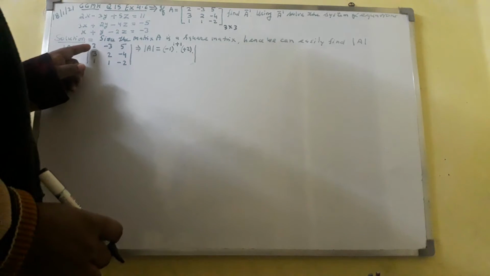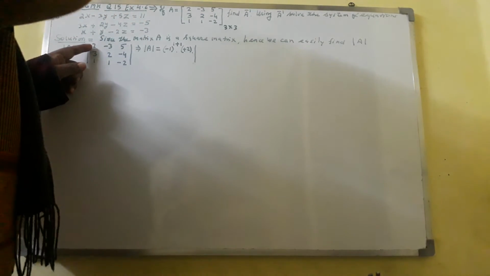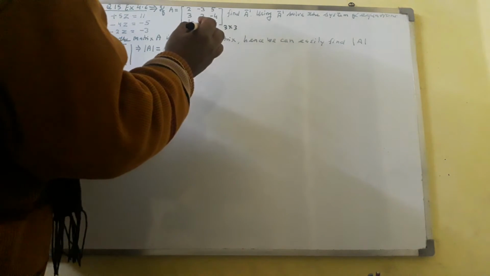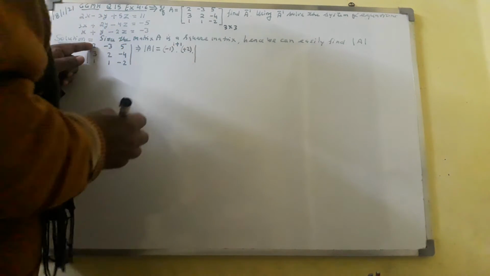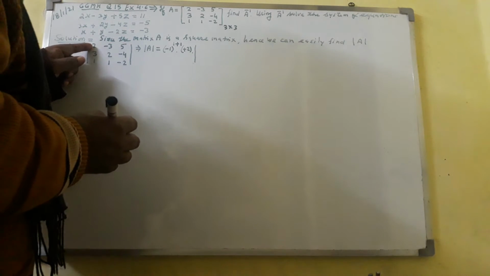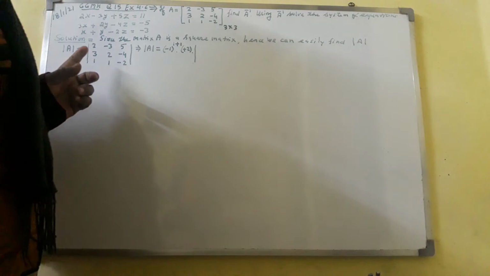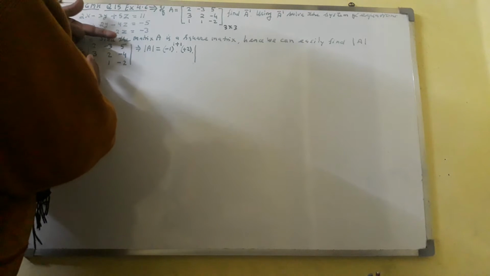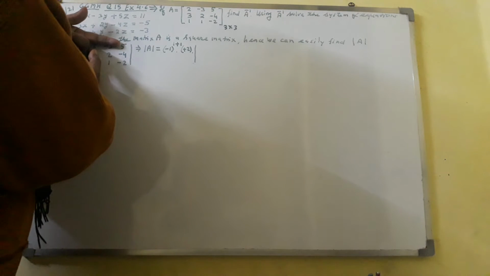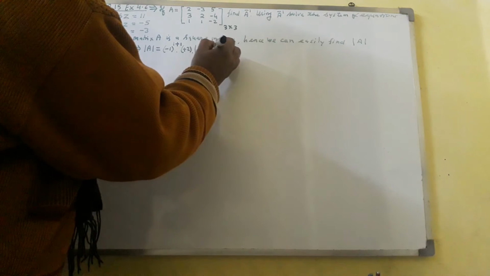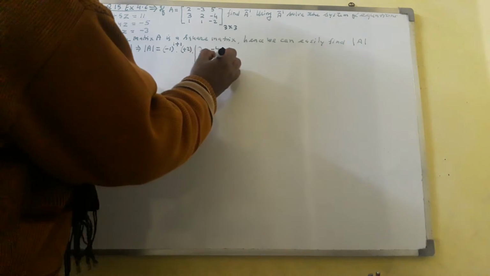Take the minor of plus 2. The minor of plus 2 will be the minor of this element 2. Since 2 is there in first row and first column, first row and first column will be hidden. You will get the minor of plus 2 as 2, minus 4, 1, minus 2.